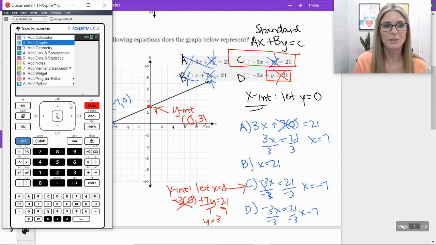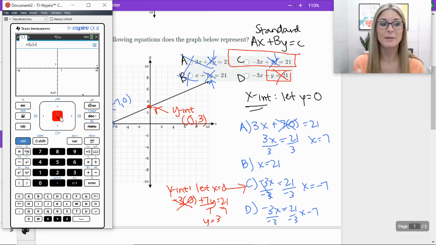We are going to graph answer choice C. So number 2, add graphs. All right, so it's got f1 of x equals. That's essentially saying y equals. And guess what? We're working with standard form. Our equations are not in y equals. Now, you could rearrange your standard form equation so it did say y equals, but you're just adding some more work.